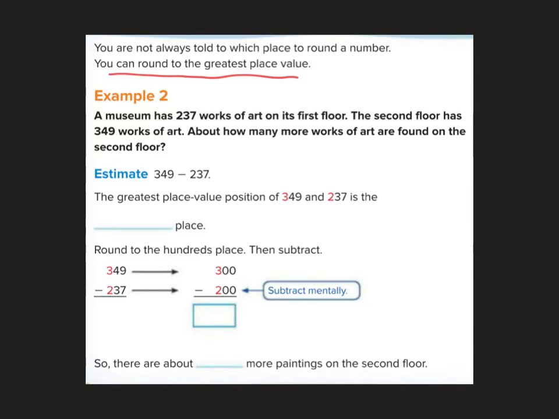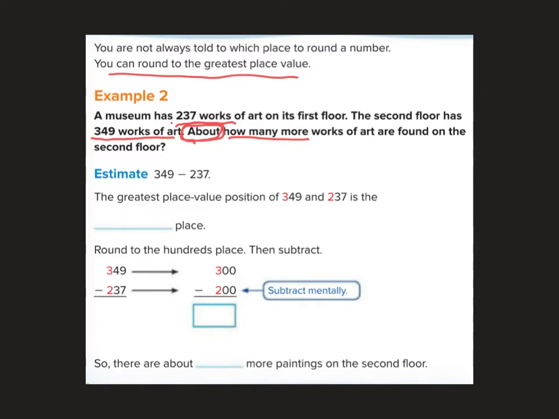So let's practice that. A museum has 237 works of art on its first floor. The second floor has 349 works of art. Oh, here's that clue word, our key word, about. How many more works of art are found on the second floor? So we need to subtract, okay? It doesn't tell me I'm going to round to the greatest place value, but I'm just going to do it.